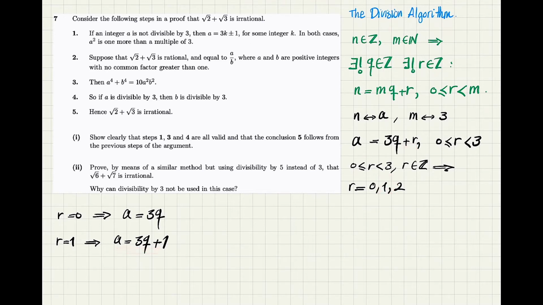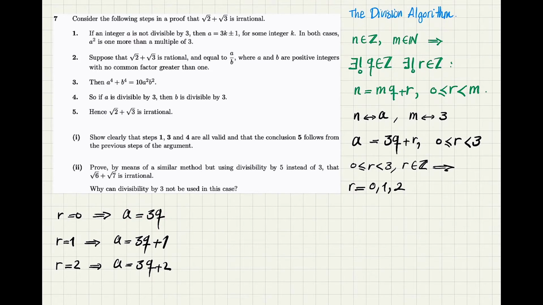And finally, if I put r equal to 2, I will get a equals 3q plus 2. So in general, any integer a can take one, and exactly one, of these forms. Either it is a multiple of 3, or a multiple of 3 plus 1, or a multiple of 3 plus 2. Of course, in this statement a is assumed to be not divisible by 3. So if a is not divisible by 3, this is actually ruled out. This is not happening here.